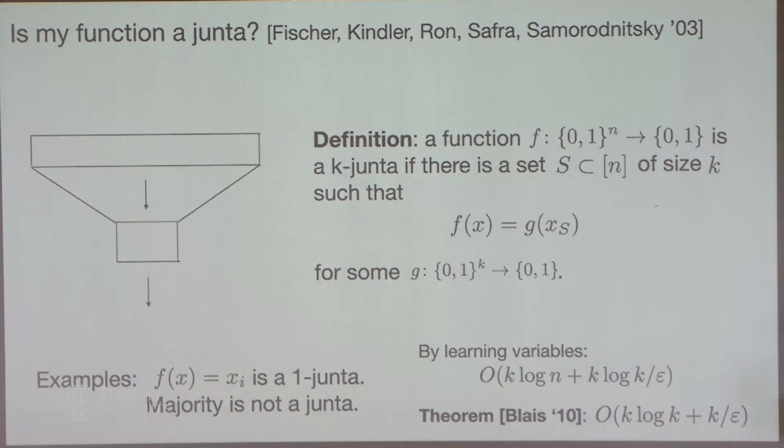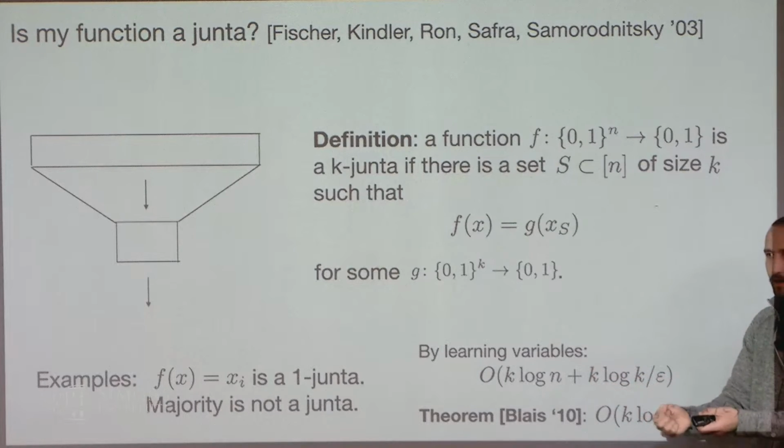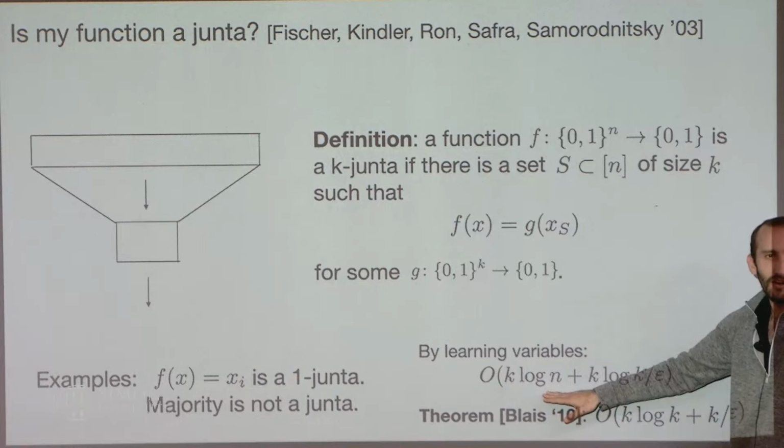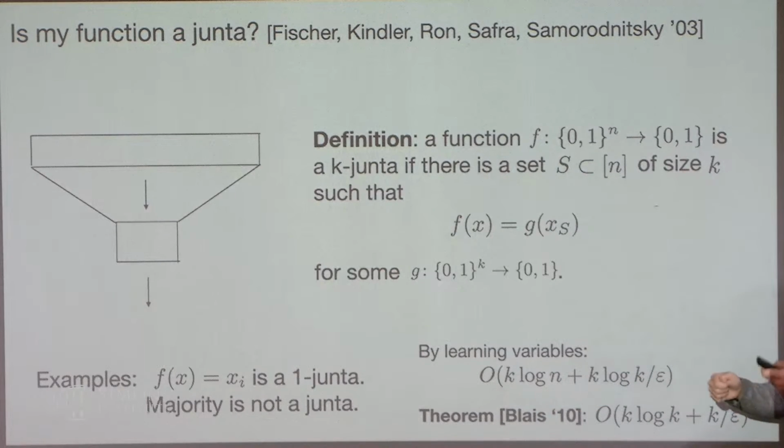And in this model of querying the values, you can run a learning algorithm. You can try to identify what those k variables are, and then check consistency against those functions that only depend on those k variables. This will have a dependence of roughly k log n. So you can identify those k variables, maybe run some binary search to get one of the variables and repeat, and then check consistency against those functions that only depend on those k variables.